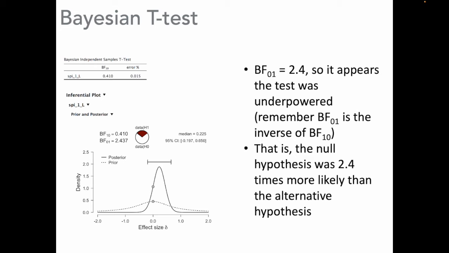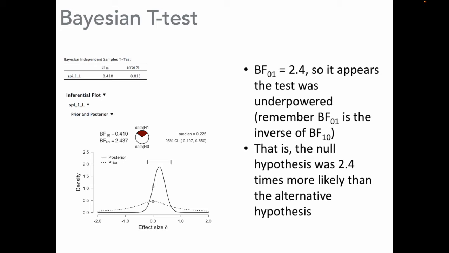In this particular case, there was only 2.4 times more evidence for the null hypothesis compared to the alternative. Remember, BF01: BF0 is the null hypothesis, compared to 1, the alternative hypothesis. 2.4 isn't great evidence. So this suggests that this test was underpowered and we cannot make any strong conclusion either way.